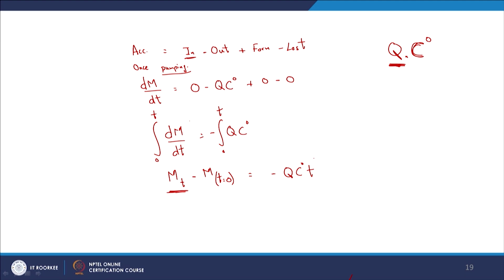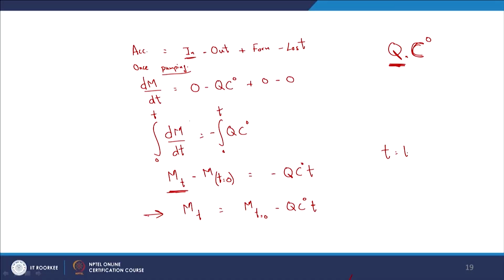Integral 0 to t. So the mass at time t minus the mass at time 0 is equal to minus Q C naught times t. This is the equation that I have. But I want to estimate the case when there is no more contaminant left in my aquifer. At that point, when time is equal to the time of remediation, the mass left at time t is going to be equal to 0.